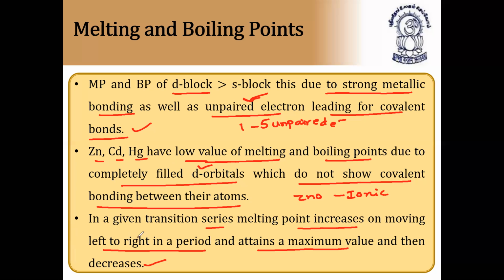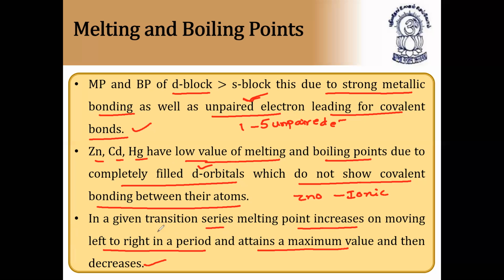So from scandium to zinc, in the 3D series, from scandium to copper, the melting point increases on moving left to right. And after copper, for zinc, it decreases.